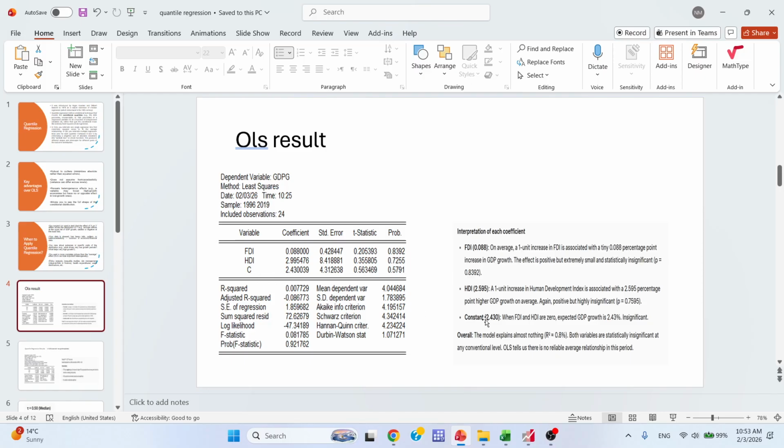The second thing is the constant. Constant means the intercept, this one, C. It shows the average value of the dependent variable when all other variables are 0. It is also insignificant. The R-squared value is 0.007, which is very low. It means that both variables explain only 0.8% of the variation in GDPG. That is because our FDI and HDI variables are both insignificant, so the R-squared value is very low.